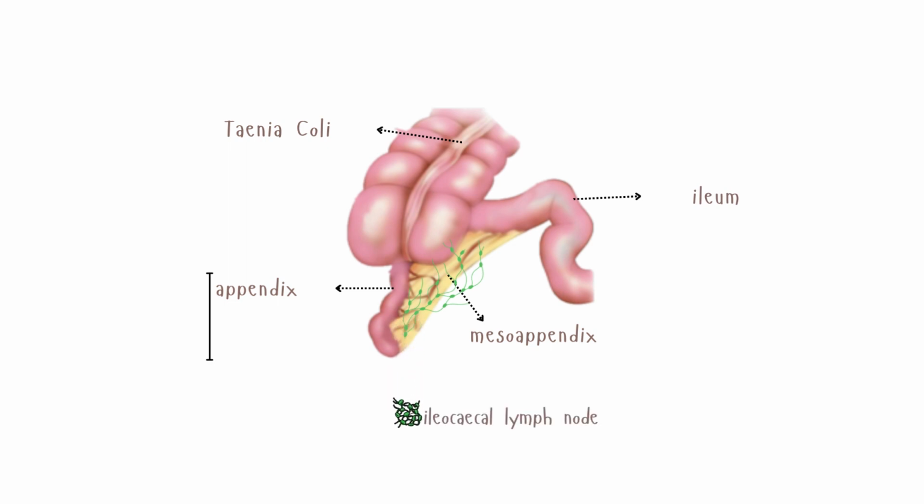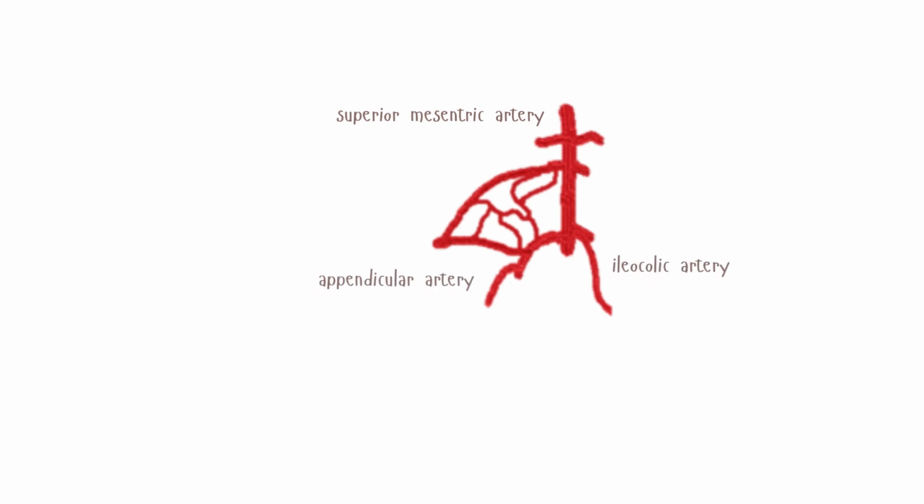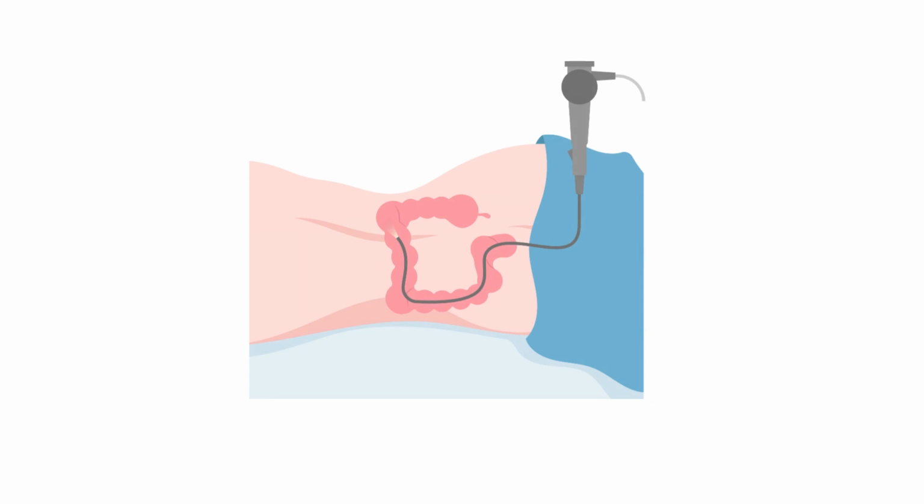Appendix can have different length and circumference. The average length is between 7.5 to 10 cm. The vasculature of the appendix starts off with the superior mesenteric artery, which gives off the ileocolic artery, which then gives the appendicular artery. The appendicular artery is an end artery, thrombosis of which results in the necrosis of the appendix, known as gangrenous appendicitis. Appendix orifice is especially important for endoscopists to confirm a full colonoscopy.